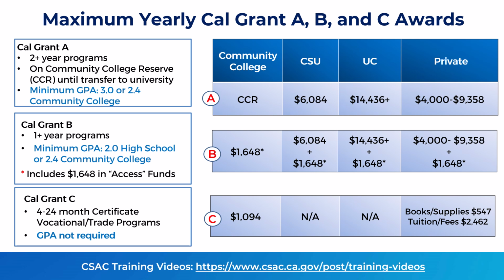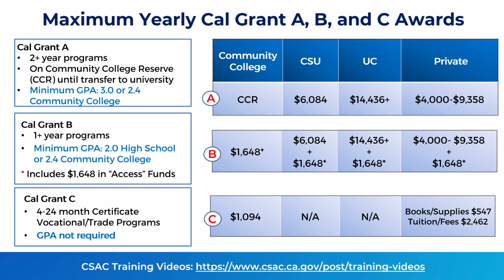Now let's begin with Cal Grant A. Cal Grant A has a minimum GPA requirement of 3.0 if using a high school GPA or 2.4 if using a community college GPA. Cal Grant A can be used for programs that are 2 or more years long, like an associate's or bachelor's degree program, and covers tuition and fees at 4-year colleges, like at a UC, CSU, and some private schools. Students going to a community college will have their Cal Grant A award put in a CC reserve for up to 2 years, where their award will be put on hold until they transfer to a 4-year institution. However, students with dependents and/or foster youth students attending a community college may receive an Access Award amount of up to $6,000.